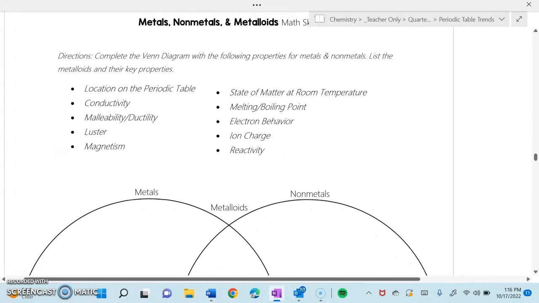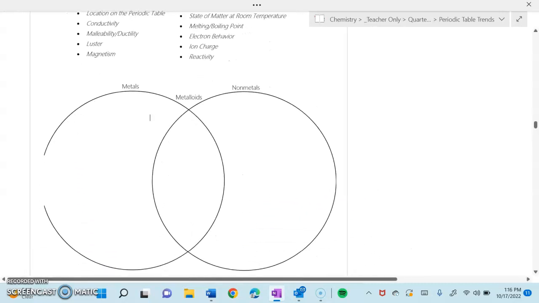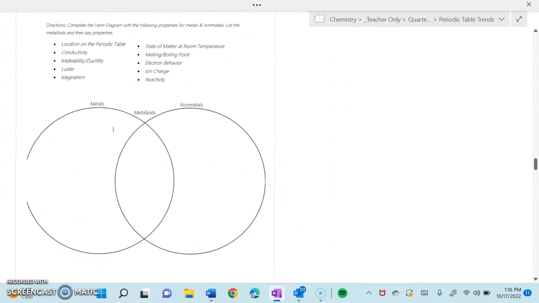So our instructions today say complete the Venn diagram with the following properties for metals and nonmetals, then list the metalloids and their key properties. You'll notice in the Venn diagram the metals and the nonmetals are going to be different properties, but the metalloids will converge with shared properties between the metals and the nonmetals.